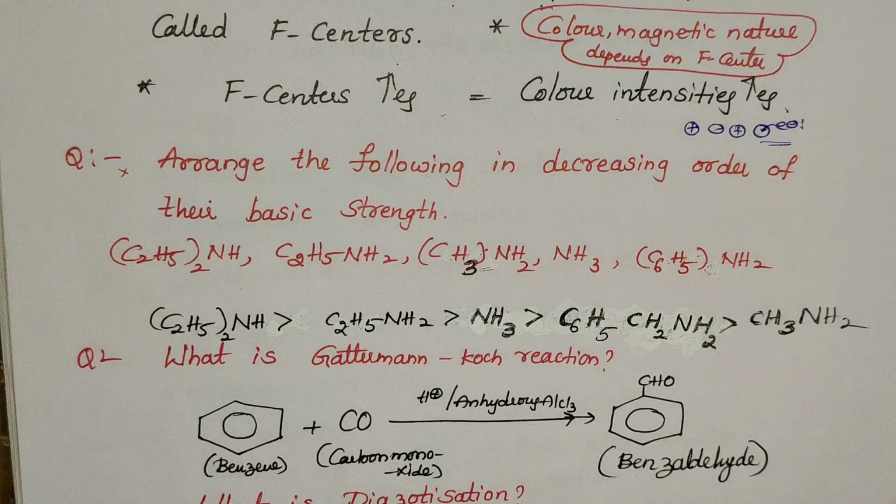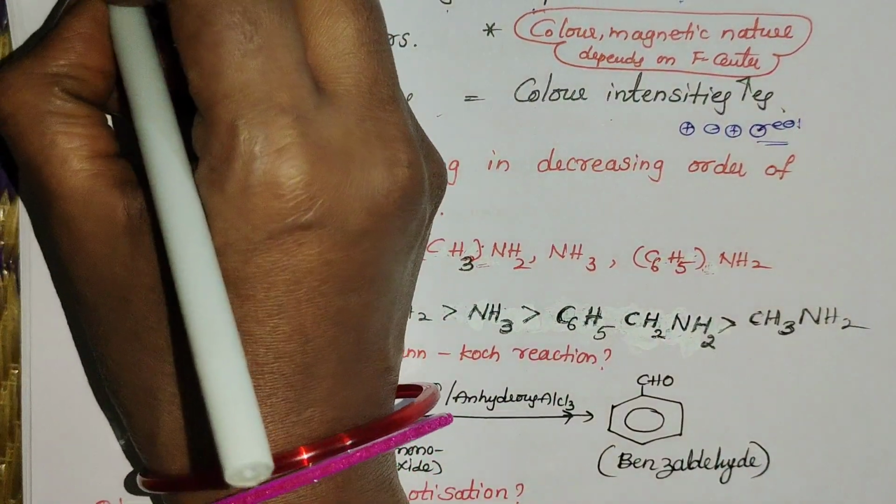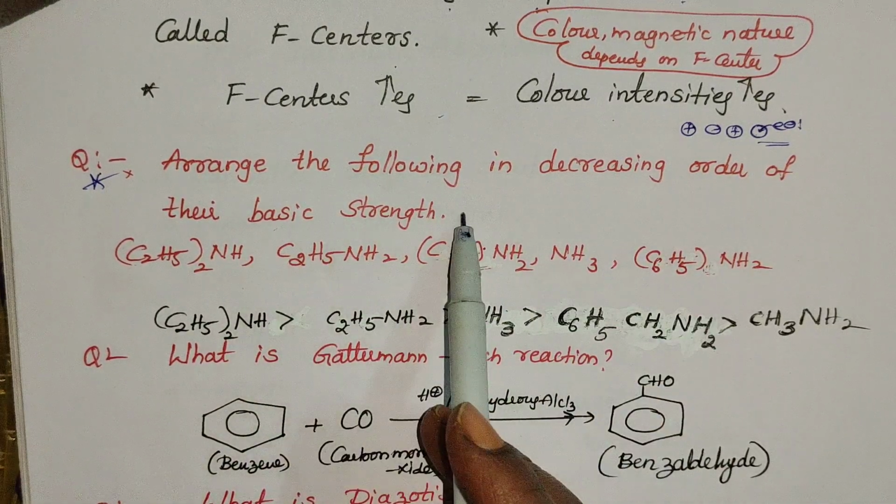Next, one more important question: arrange the following in decreasing order. This is also an important bit. Arrange the following in a decreasing order of their basic strength.